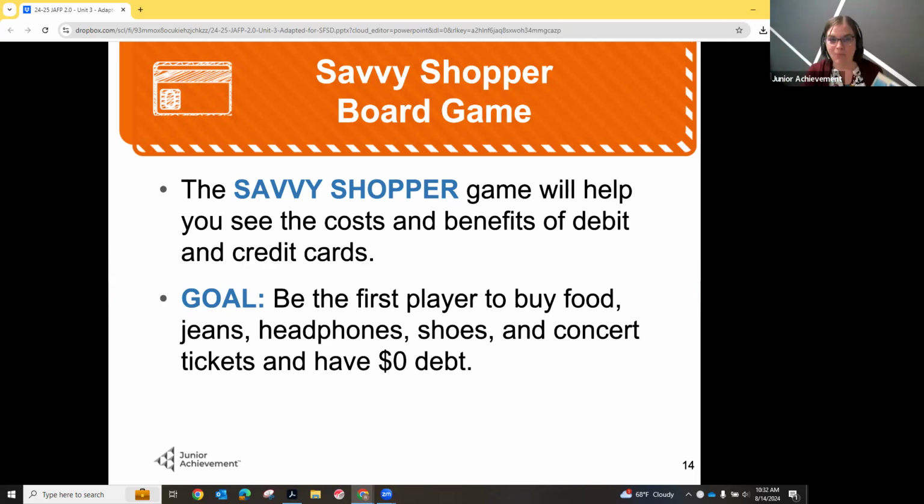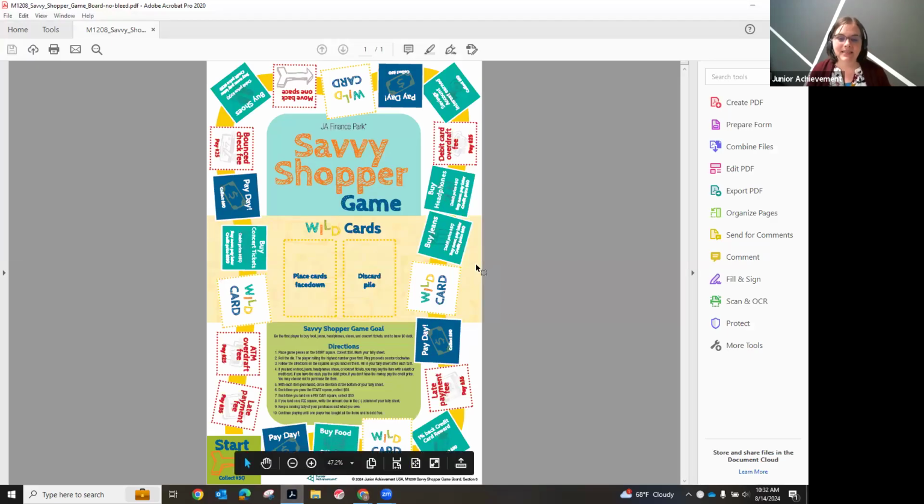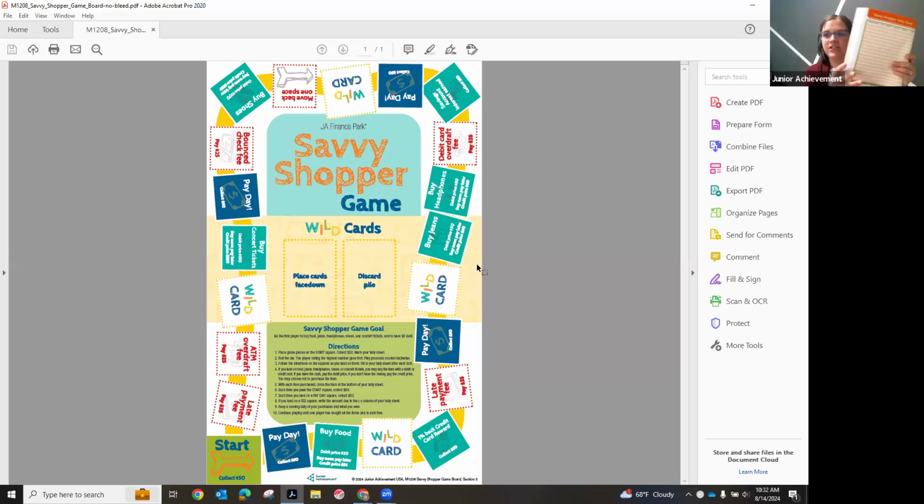And then we have the game board. So I'm going to show you what this game board looks like. It is a lot of fun. There is a tally sheet in the student workbook, which I lost mine. Here it is. And so it's just a general ledger.